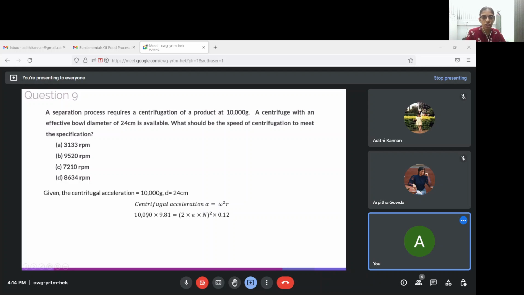So 10,000 into G, which is 9.81, is equal to 2 pi n square into R, which is available to us, 0.12 meters. Here you will find out what N is and then convert it into RPM. When you substitute all the values, we have 10,000 into G, equal to 2 pi N, whole squared, into R, which is 0.12. What is the value of N that you are getting?